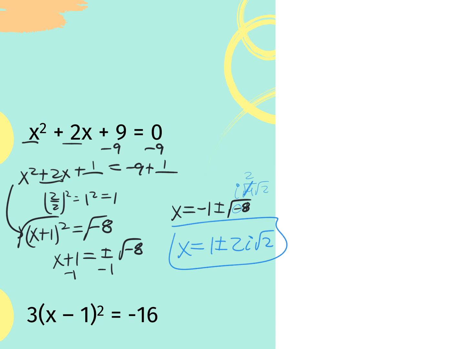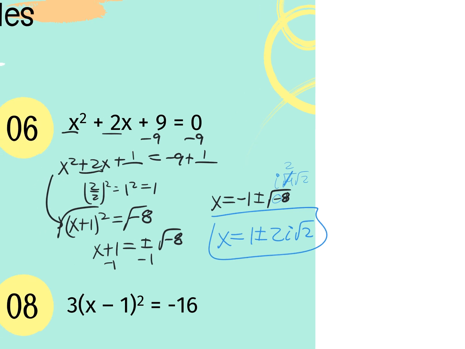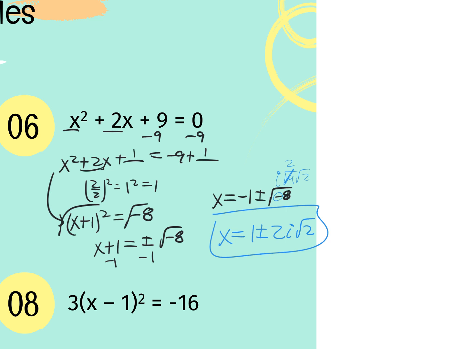If you did the quadratic formula, you should have gotten the same answer, right? You just need to make sure you're simplifying fully. All right, so we get this as our final answer.